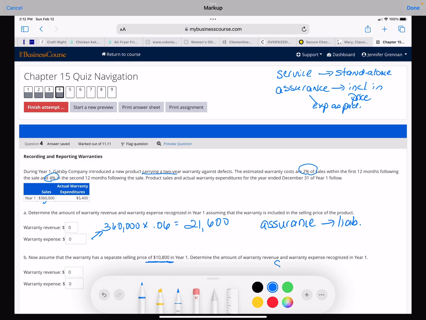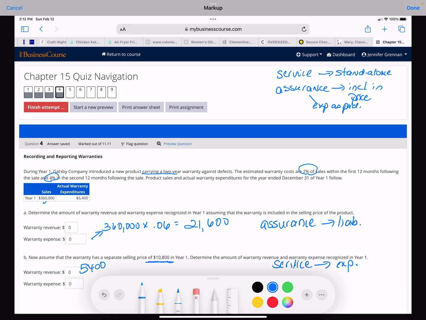For service, we don't. We just expense as it happens, but we do get to record some revenue. So now assume it had a separate selling price. So that $10,800, we can't record that as revenue all in year one because the warranty is for 2 years. So we're going to only do half of that. And half of that is $5,400.